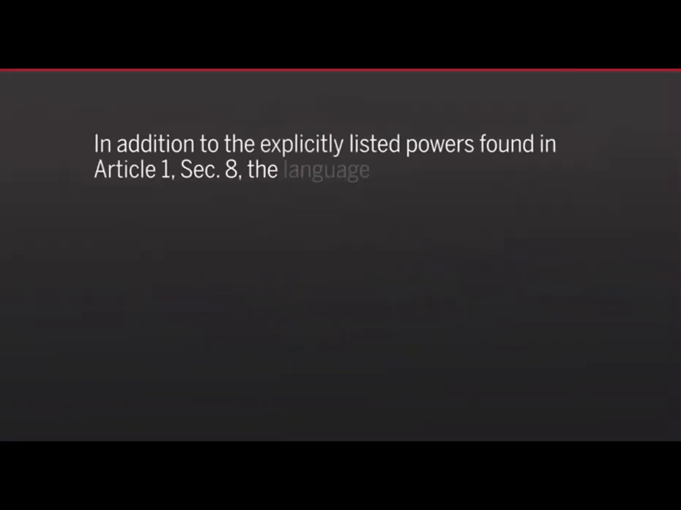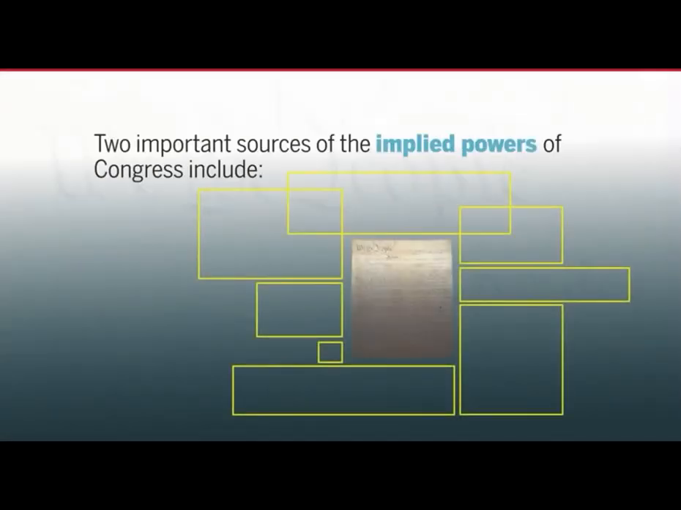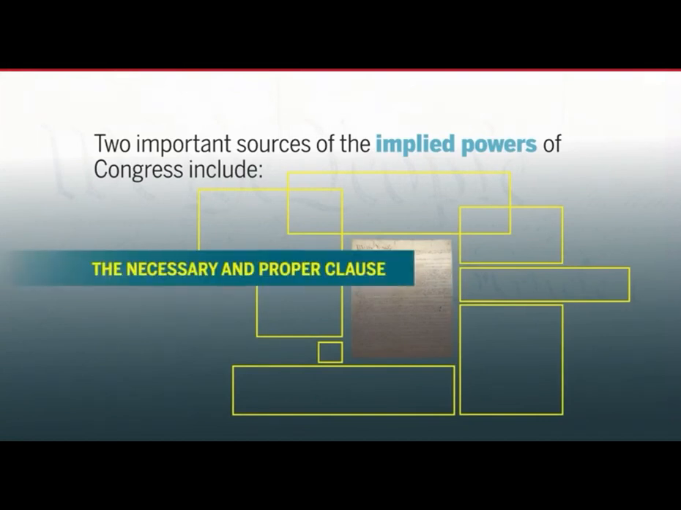In addition to the explicitly listed powers found in Article 1, Section 8, the language of the Constitution also speaks to those actions that are underlying the enumerated powers. Two important sources of the implied powers of Congress include the Necessary and Proper Clause and the Commerce Clause.